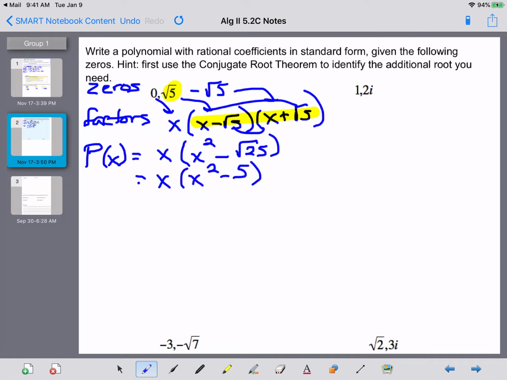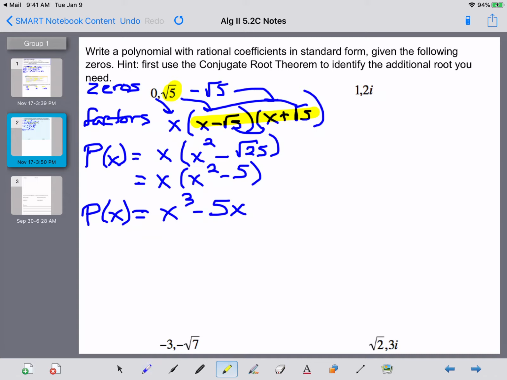Now I can multiply those together. So p of x will equal x cubed minus 5x. I just distributed that front x into my x squared minus 5.